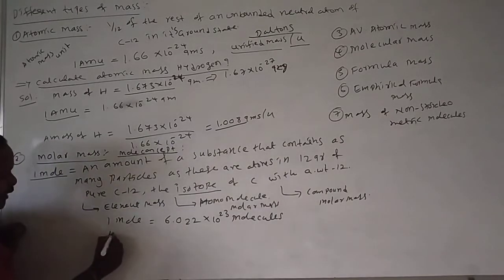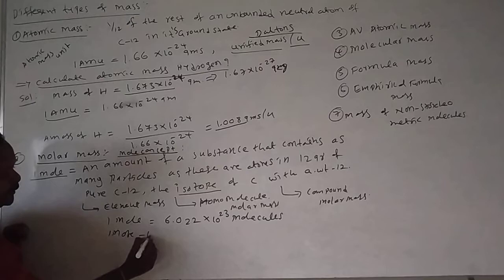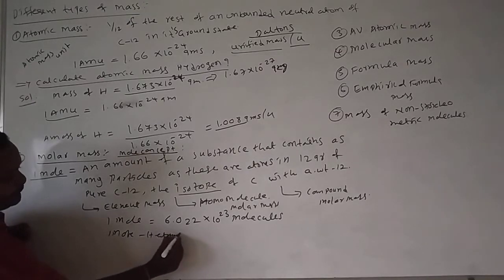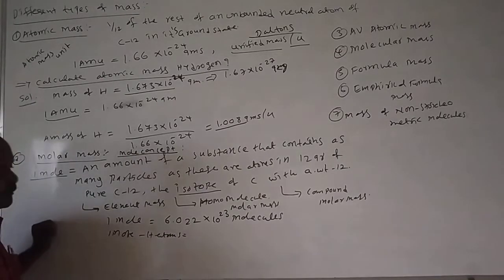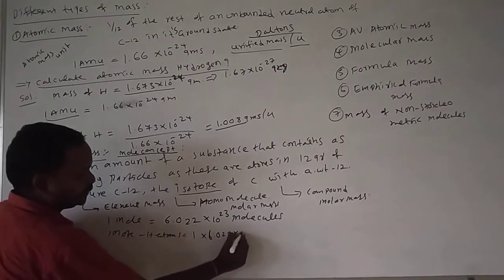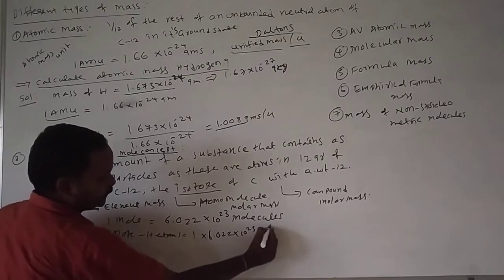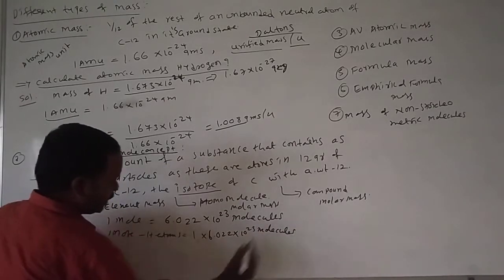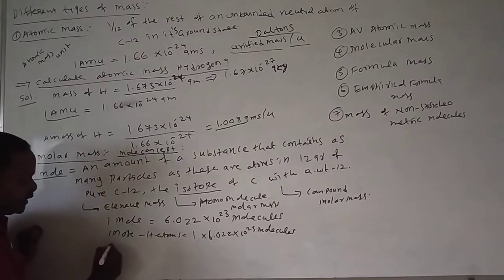Suppose 1 mole of hydrogen atoms means 1 × 6.022 × 10^23 atoms. Okay, 1 mole of hydrogen molecules.